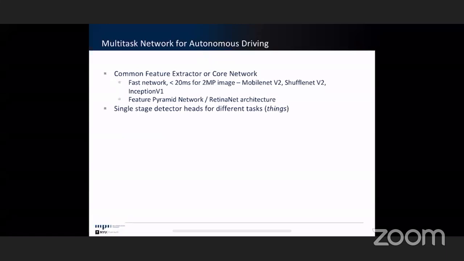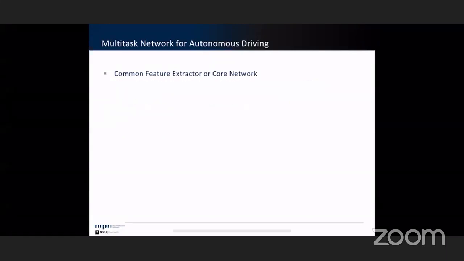Since we started with autonomous driving, I'll tell you what you should do. You should have a common feature extractor or core network for your multitask problems. You will not just do object detection, you will also do classification and so on. So it should be a fast network, which should take less than 20 milliseconds. Though we have 50 milliseconds, the core network should run in less than 20 milliseconds for a 2 megapixel image. So the only options are MobileNet or ShuffleNet, or even the old GoogLeNet, the Inception V1.